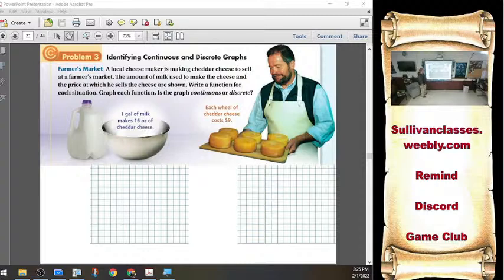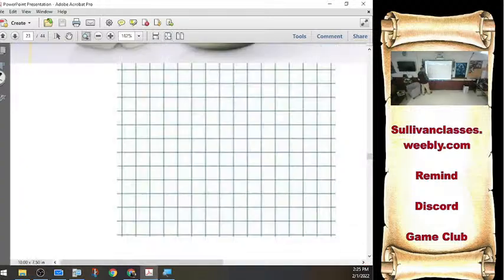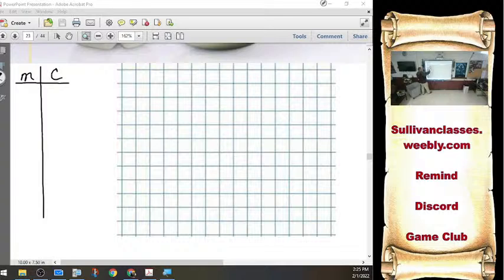So if I'm going to say 1 gallon of milk makes 16 ounces of cheddar cheese, I'll come down here, I'll make a table. Now that table, I'm going to let the work be done by my calculator. My input is going to be how much milk do I have. My output is going to be how much cheese do I make. So label it. What is it, gallons of milk?